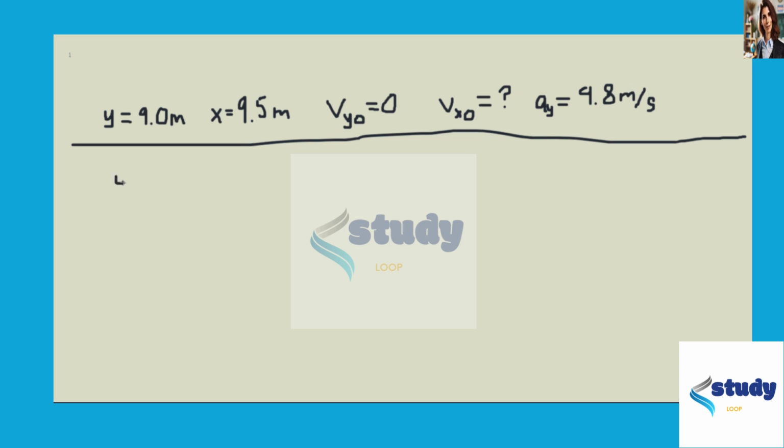It also tells us the distance the ball travels in the x direction is 9.5 meters. And since the ball is thrown horizontally, the initial velocity in the y direction, vy0, is going to be 0. And the velocity in the x direction is what we're going to try to be finding. And we know, since we're on Earth, that the acceleration in the y direction is 9.8 meters per second squared, and there's no acceleration in the x direction. Gravity only acts in the vertical direction.